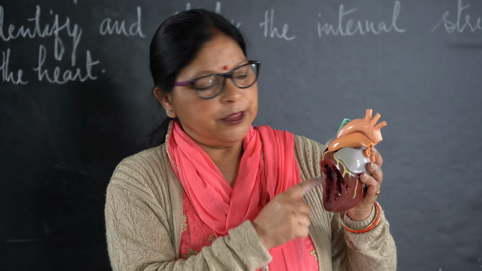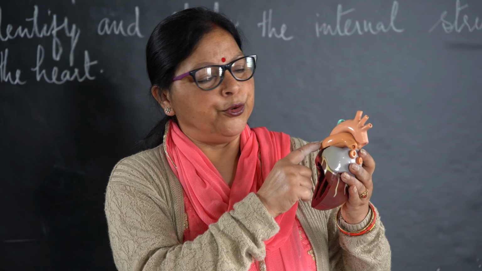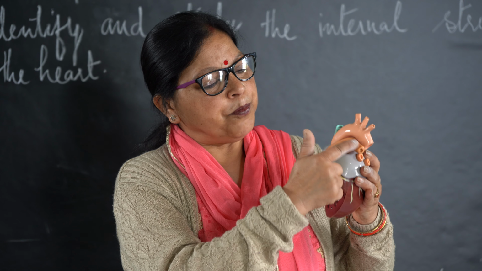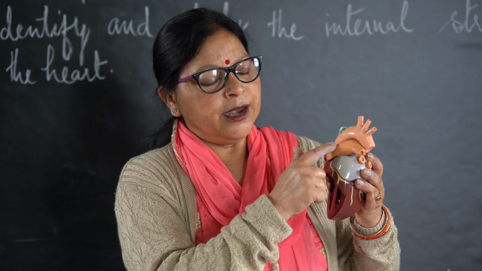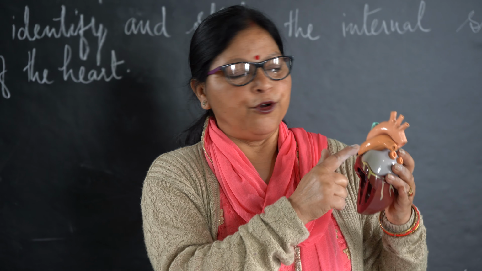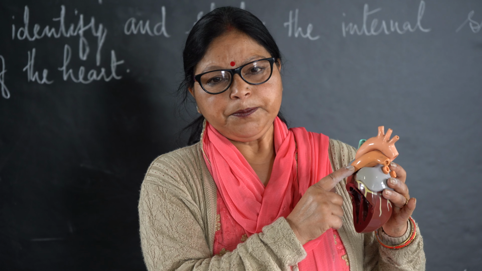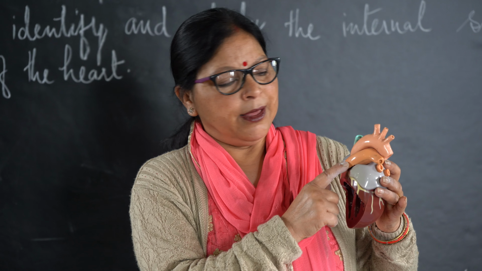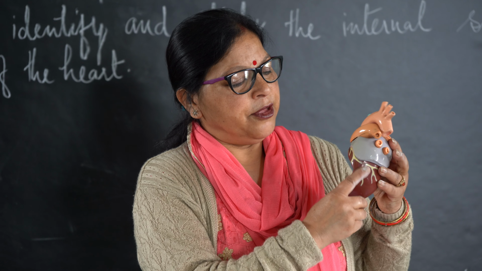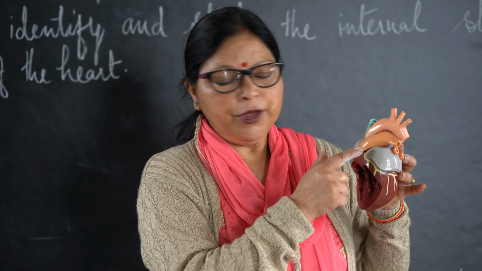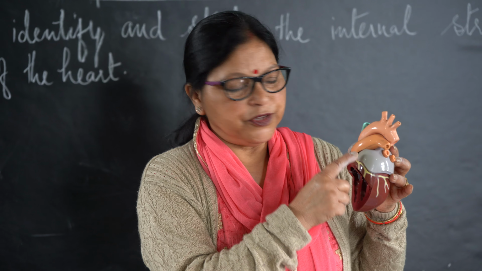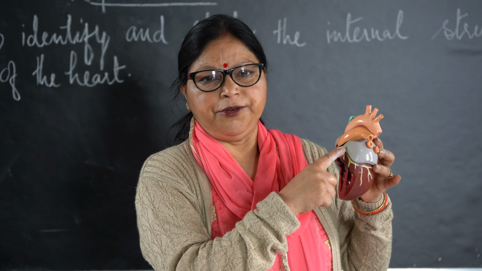From here, the blood will move into the pulmonary artery. So this deoxygenated blood moves into the pulmonary artery and is carried to the lungs for oxygenation. After getting oxygen and releasing carbon dioxide, the pulmonary vein will enter into the left atrium. This is oxygenated blood which will enter into the left atrium.